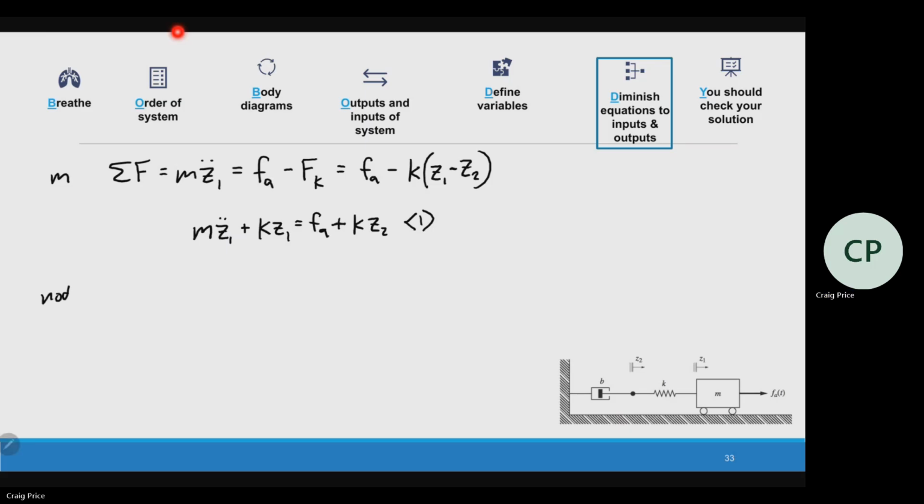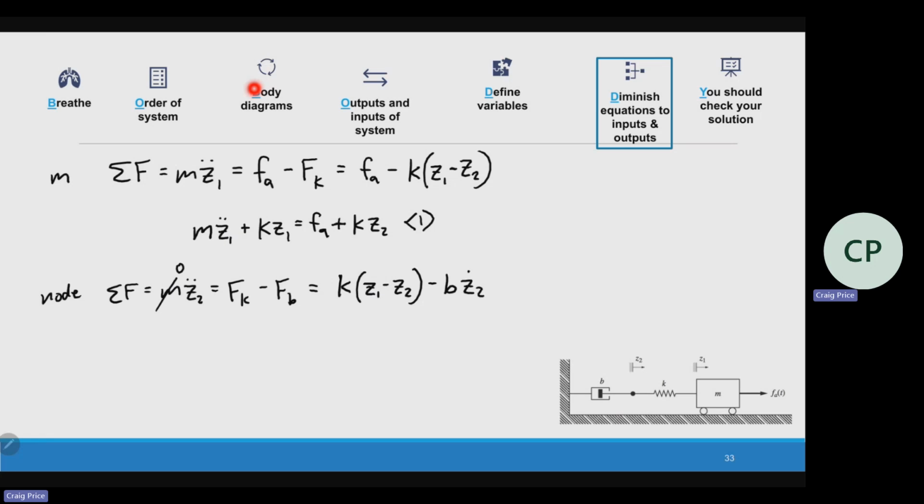Then we get to the node. Sum of forces: I have m z2 double dot is equal to, I have a positive spring force, I have a negative damper force. Now the nice thing about this is that the m for the node is 0. So actually the sum of forces is going to equal 0. There is no acceleration, there is no mass. So this is going to be k (z1 minus z2) minus b z2 dot. And because the mass equals 0, this is equal to 0.